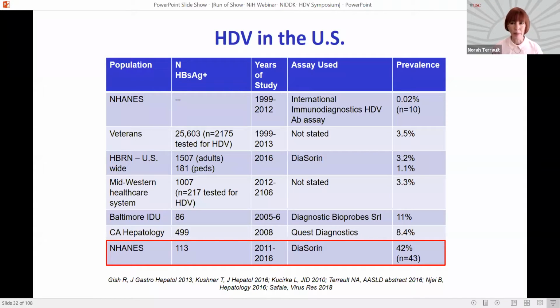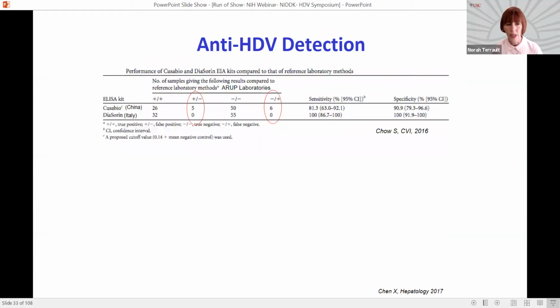And again, I'm going to come back to this theme that I think part of this is reflecting the challenges we have with the assays. So what about anti-HDV detection? I'm just going to show you two comparative studies. We have no FDA-approved anti-HDV assay or HDV RNA assay. And so when we start to look at studies where they're comparing between assays, we see that there are differences in terms of their sensitivity, specificity, and overall accuracy.